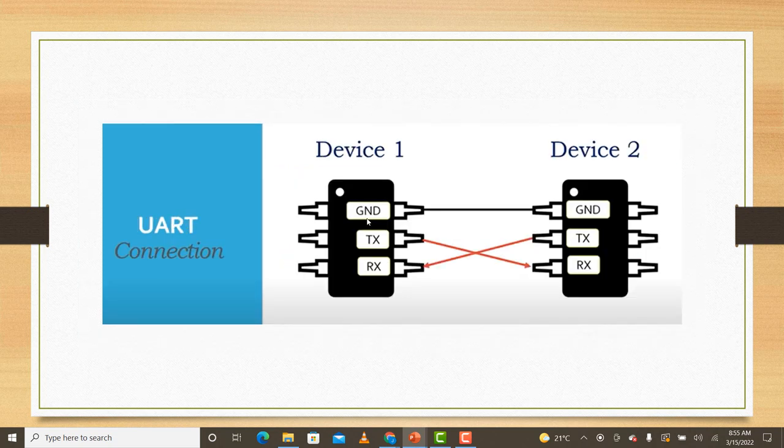So, for UART communication, I told you that mainly we have two-wire communication. We need the TX pin and the RX pin. The transmitter pin of the transmitter is connected with the receiver pin of the receiver. And the receiver pin of the transmitter is connected to the transmitter pin of the receiving device. And again, you have to connect both grounds of the two communicating devices.